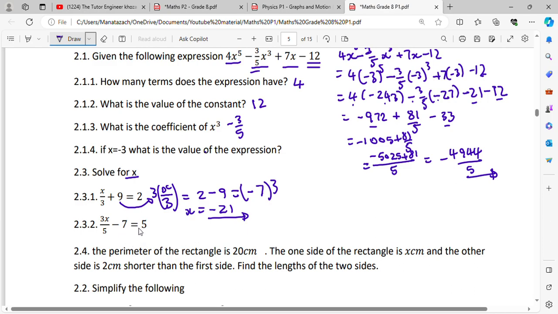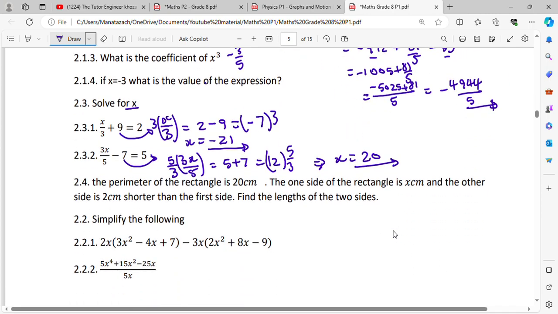The second question, you'll do likewise the same. Take 7 to the right hand side and change the sign. We'll have 3x over 5 is equal to 5 plus 7, which is 12. Then from here on, we'll multiply both sides by 5 over 3. So you'll eventually get x is equal to 12 times 5 divided by 3, which is 4 times 5. 4 times 5 is 20.